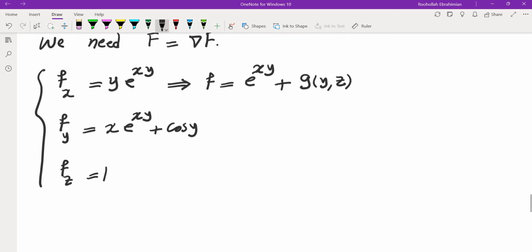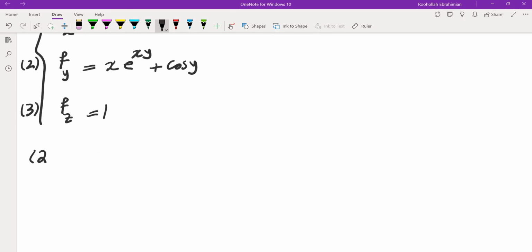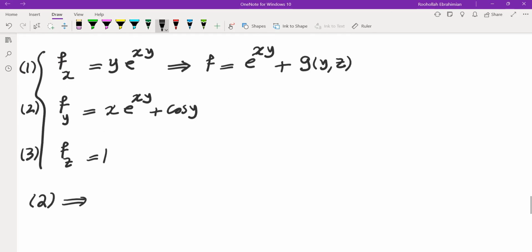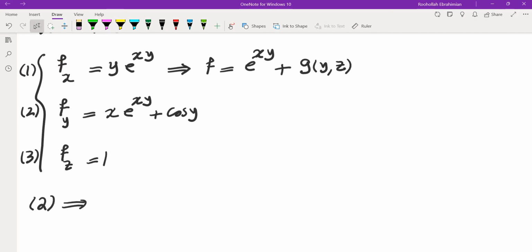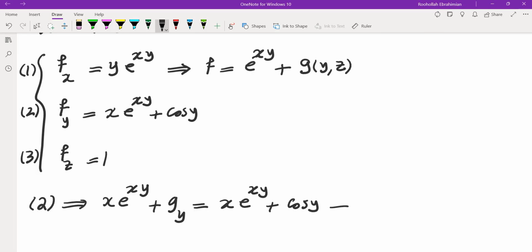Next, we're going to take that and plug it into the second equation. I'm going to name these equations. So we're going to plug it into the second equation. So we take the derivative of f with respect to y. That would be x e to the xy plus g sub y. That's equal to x e to the xy plus cosine of y. So that gives us g sub y equals cosine of y.